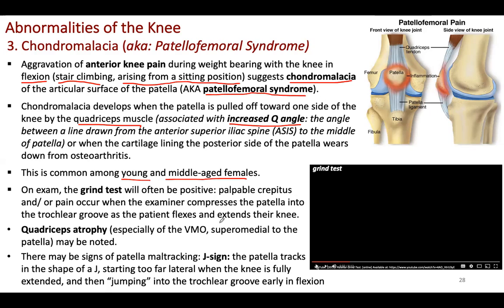There may be signs of patella maltracking, like the J sign. This is too much detail. It's just enough to know the presenting symptoms. You get aggravated anterior knee pain with stair climbing or arising from a sitting position.